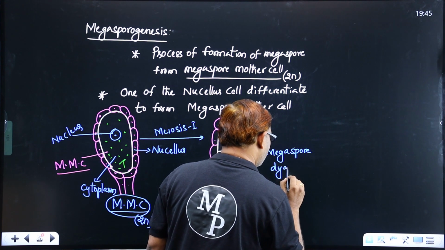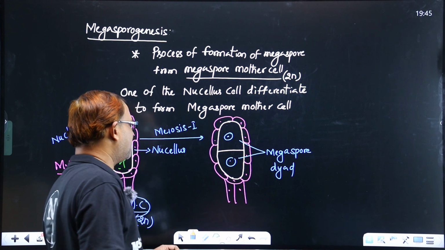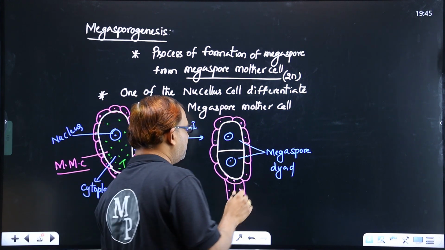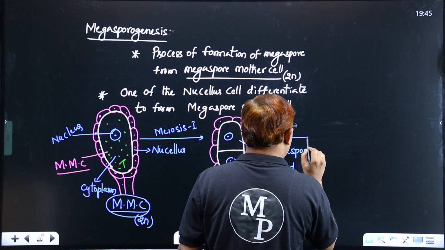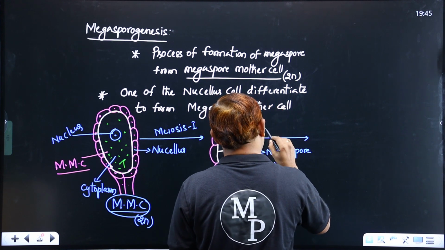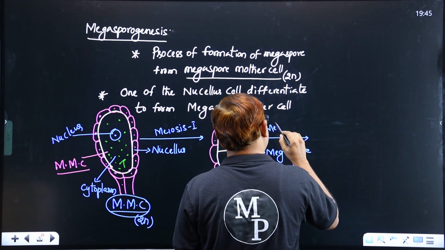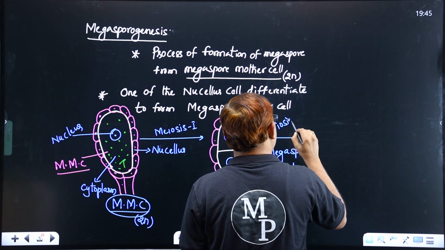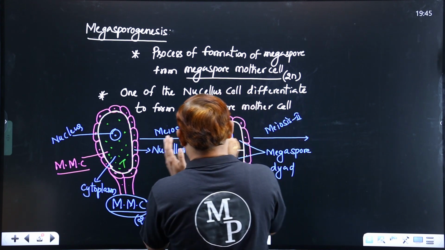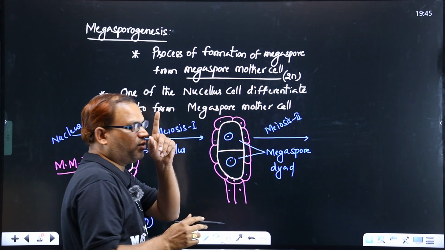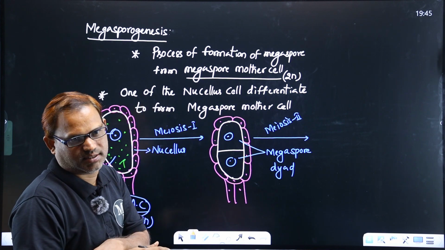Megaspore dyad. Careful here. Remember the meiosis number. So what is the next division that undergoes? Meiosis 2. Meiosis 1 and meiosis 2 both together are called meiosis.